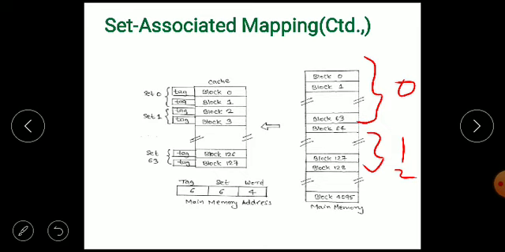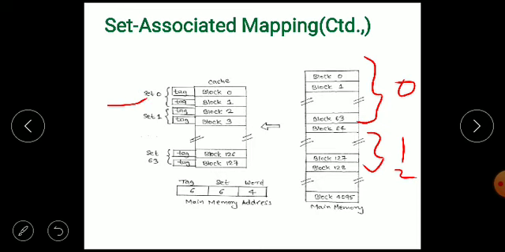So set 0 contains two blocks, block 0 and block 1. So we can store it into any one of the blocks from set 0. Understood, right? We can map the first blocks from every page in the main memory into any one of the blocks available in set 0. That is the rule in set associative mapping, and that is how the mapping is done.